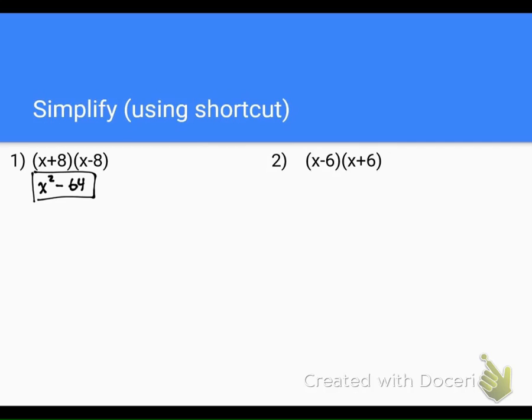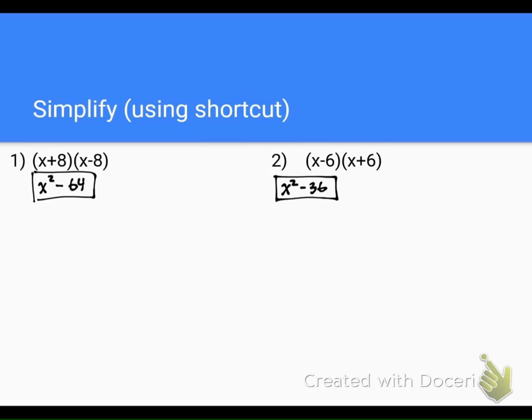Number 2. We have (x - 6)(x + 6). Can I use the shortcut? Yeah, because the x's are both positive, but I have negative 6 and positive 6. Are my 6's different signs? Yes, so now I can use the shortcut. x times x is x squared. And then negative 6 times positive 6 is negative 36. That's how we apply the shortcut on this one.